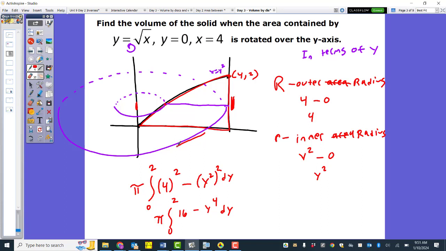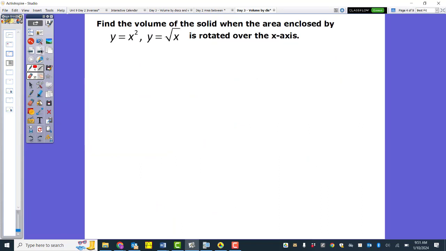And the second one is the volume of this little inner disk right in here. And we subtract those, and we're left with the volume of this middle disk, creating a little washer there. Okay? Now let's look at some other weird situations.